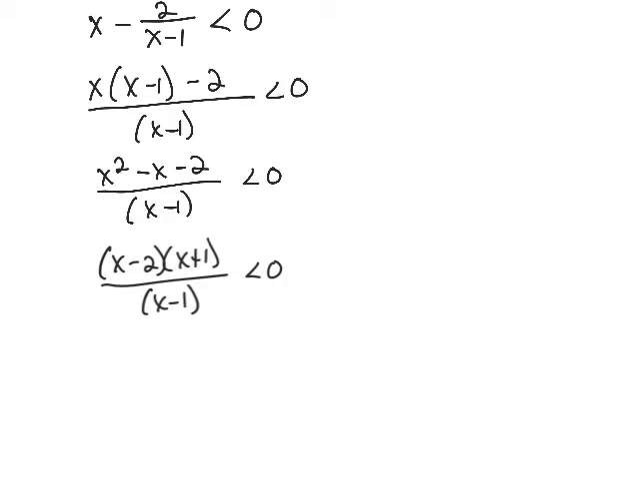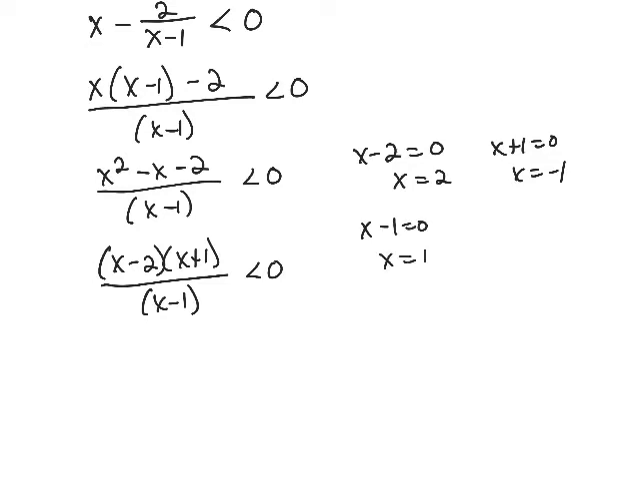Let's find the transition points. Let's see, x minus 2. So I have a transition point at 2. X plus 1. I have a transition point at -1, and then the denominator, I have a transition point at 1. Remember, this one has to always be an open circle. We can't have a 0 there. So we're going to put these on our number line and test out our intervals.